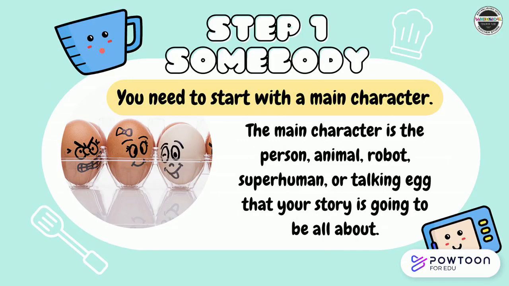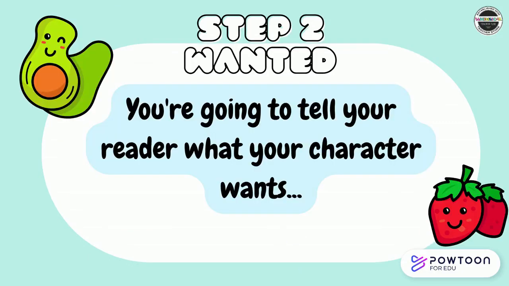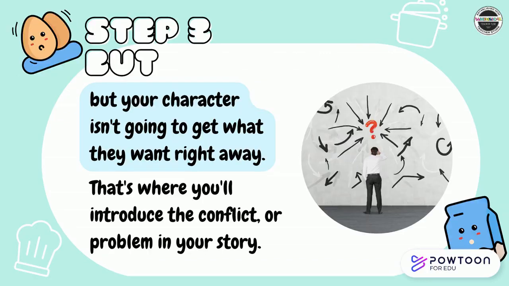Step 1. Somebody. You need to start with the main character. Main character is the person, animal, robot, superhuman, or talking egg that your story is going to be all about. Step 2. Wanted. You're going to tell your reader what your character wants. Step 3. But your character isn't going to get what they want right away. That's where you'll introduce the conflict or problem in your story.